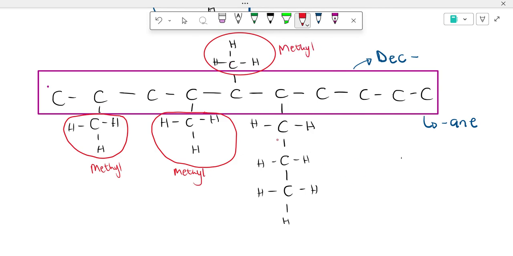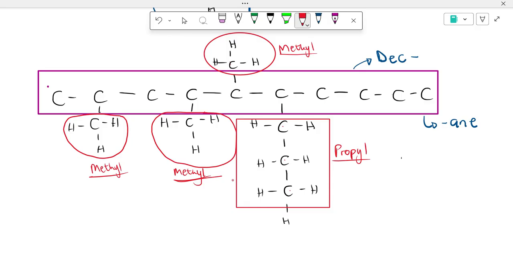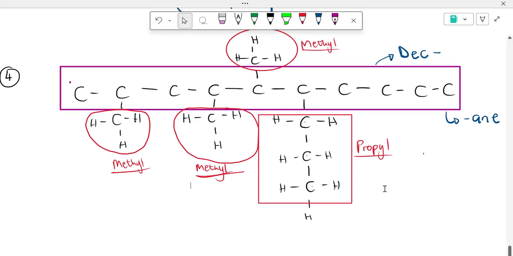But let's look at the other one. What type of substituent is this one? This one would be a propyl because there's 1, 2, 3 carbons. So this is a propyl substituent. If you don't know what any of this means, please make sure to watch the previous videos. Okay, so that's a propyl substituent.